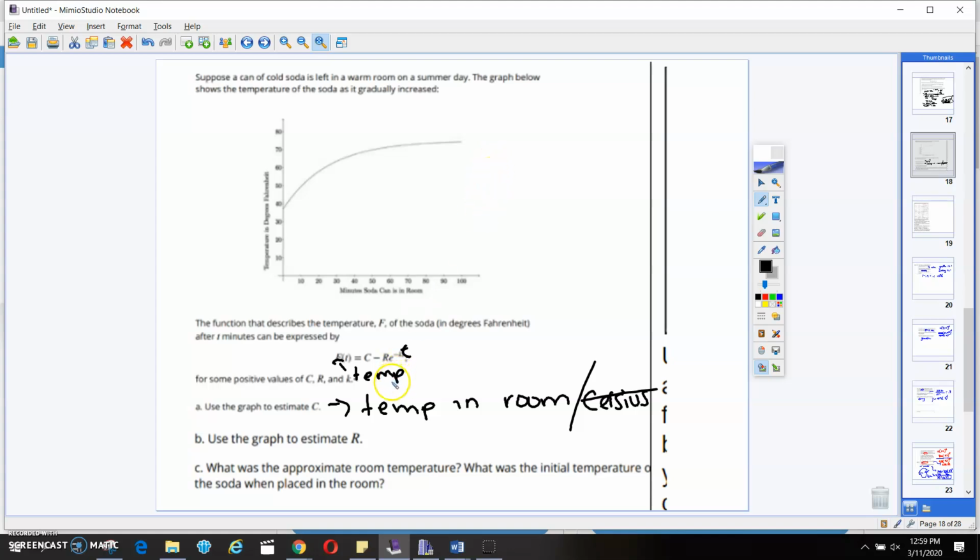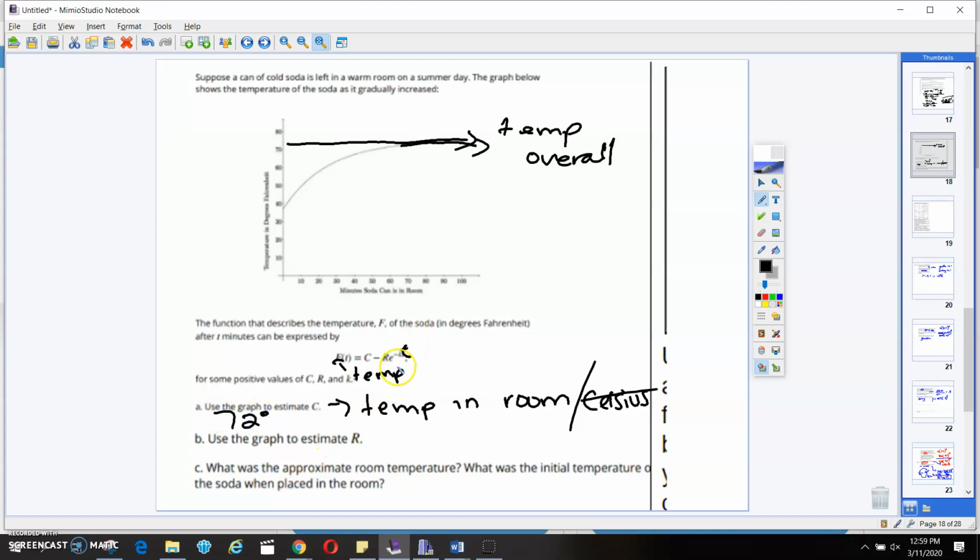Sure. I think, maybe. Use the graph to estimate C. So, C is going to be this temperature in degrees Fahrenheit. It's gradually increasing, so where it's going to level off is the temperature overall. Okay, so the temperature outside. So it's probably like 72-ish degrees outside. That's what C is going to be.